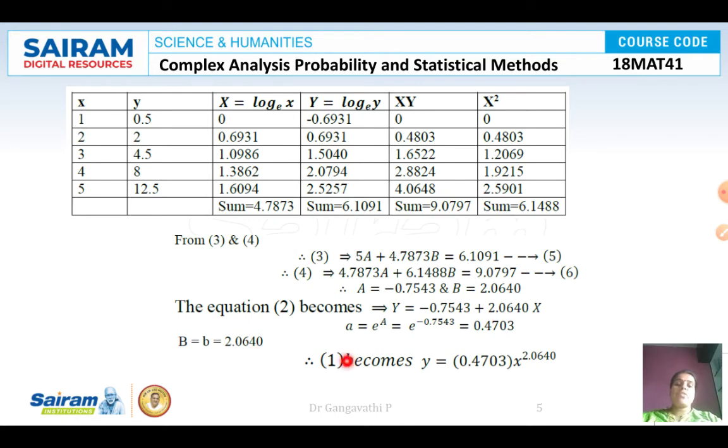And now we have to substitute the small a and small b values in your equation 1, which gives the curve of best fit in the form of y is equal to ax to the power of b with the evaluated values of a and b.